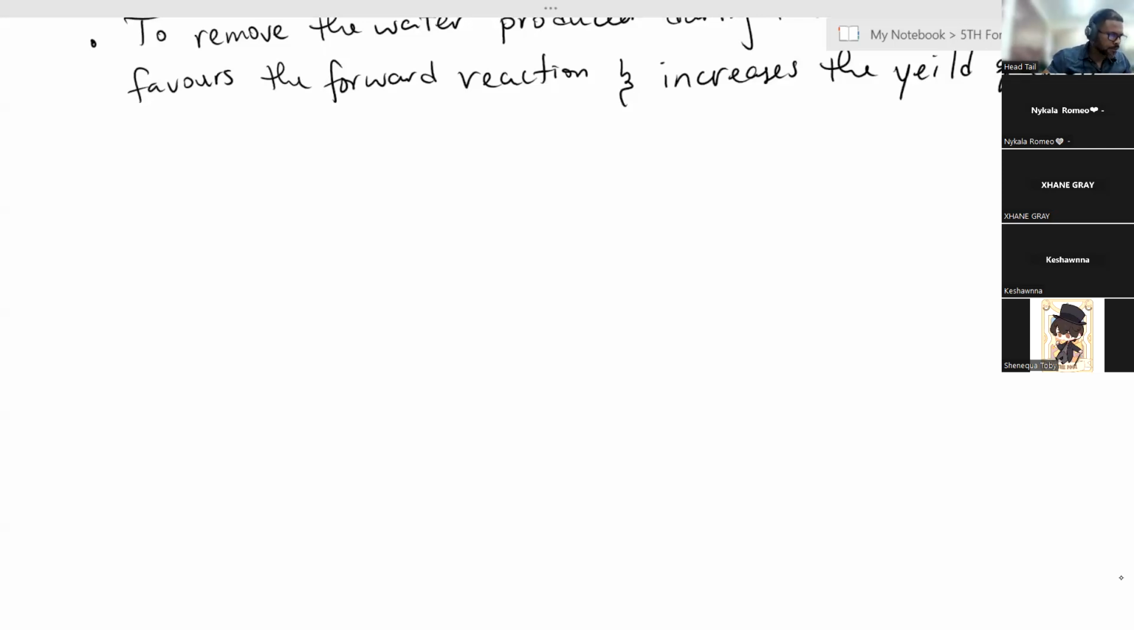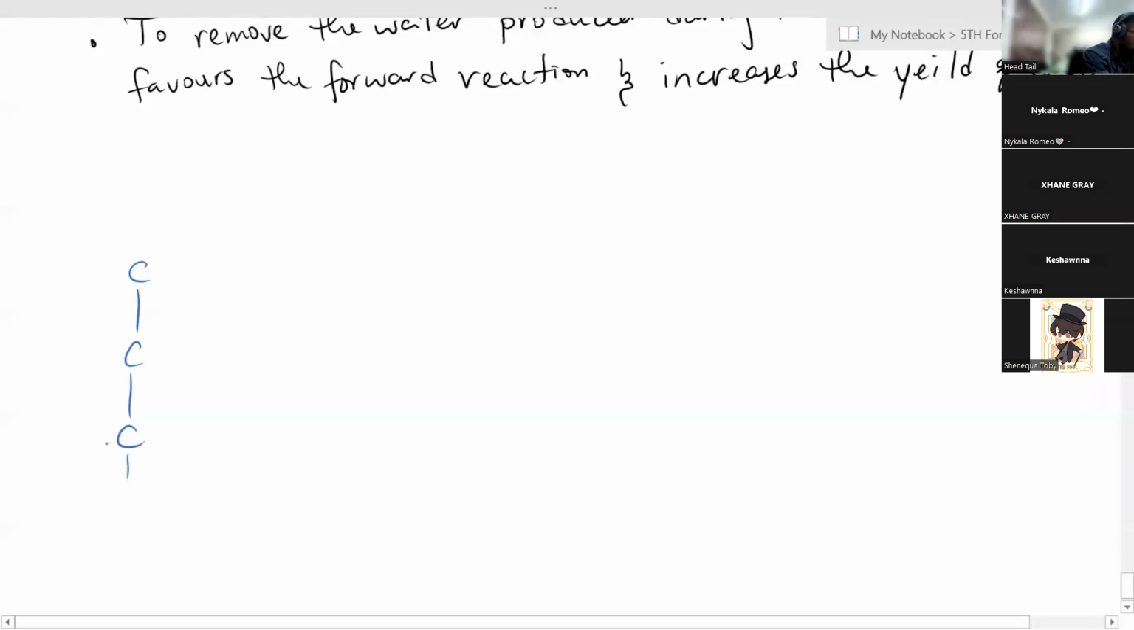So let's take a look here. I'm going to bring an example. They would have talked about fatty acids and glycerol. So I'm going to draw out a molecule of what glycerol looks like. A glycerol contains 3 carbons, and they have 3 alcohol groups on it. This is glycerol here.